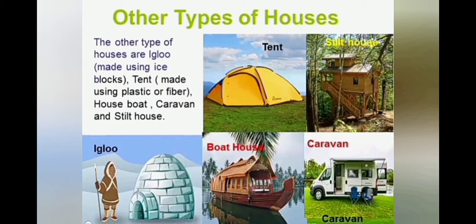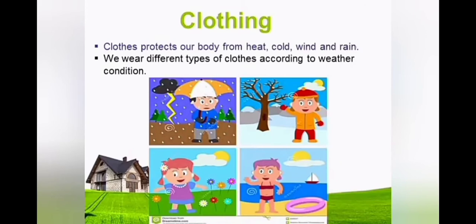A tent is made of plastic or fiber. A houseboat is a house made in a boat, where we can take a view of the sea. And caravans are made in big vehicles. So we are done with the types of houses, children. So understood, the temporary house is the kacha house, and the permanent house is the pakka house.